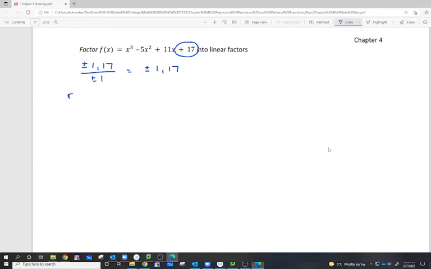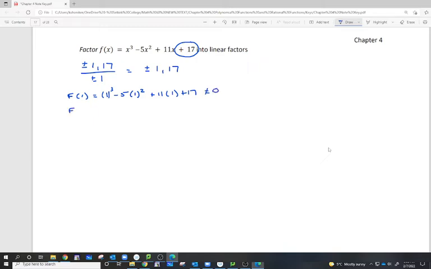Now let's do it. So let's try plugging in 1. When I plug in 1, I get 1 cubed minus 5 times 1 squared. Sorry, I don't need to write that because squaring a 1 isn't going to do anything, but I should. Okay, so I'm putting in a 1 plus 11 times 1 plus 17. Now I can tell you right away that's not going to work because I've got plus 28 and nothing to balance it. So that's not going to be 0.